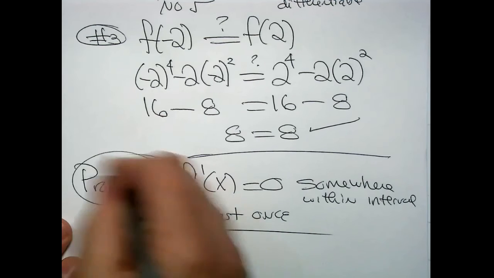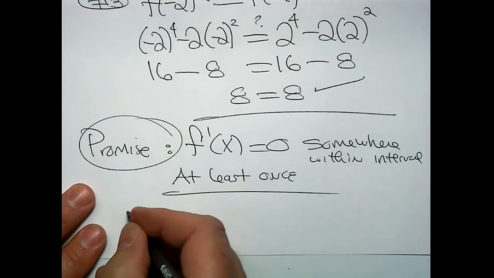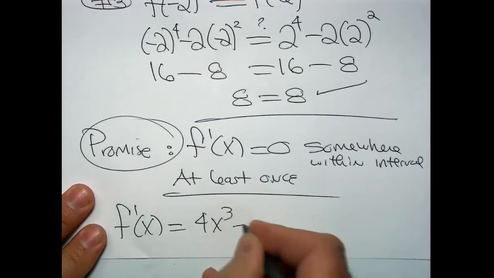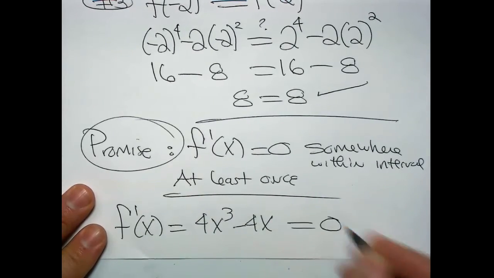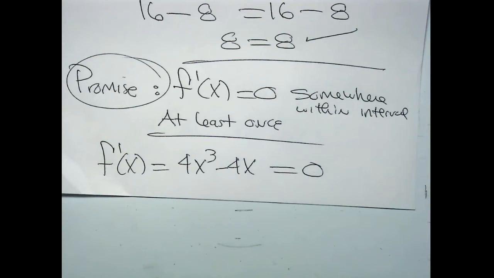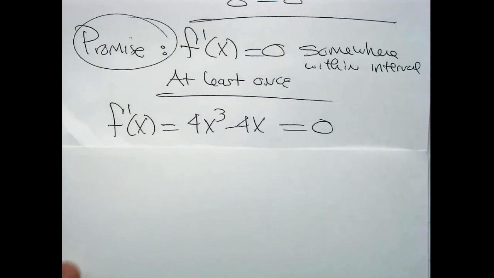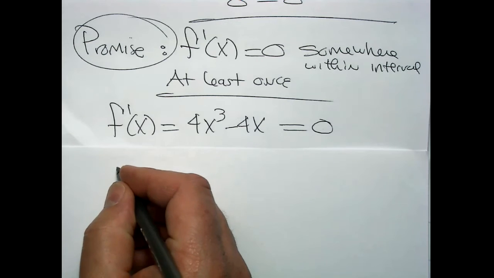Okay, now it's time to fulfill the promise. Let's do it. F prime, which is 4x cubed minus 4x. When is it equal to 0? Now I've got to tell you that when you do this, it is possible that you will find some x values that are outside the interval. I don't really care about those. You can have as many as you want outside the interval. Rolle says, hey, on my interval, I promise you at least one. So at least one better fall within this interval from -2 to 2.